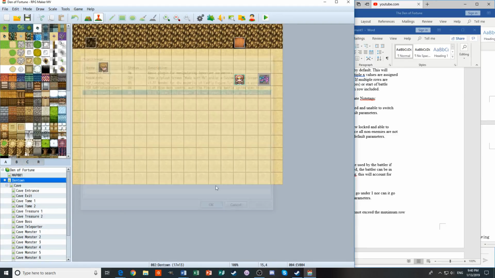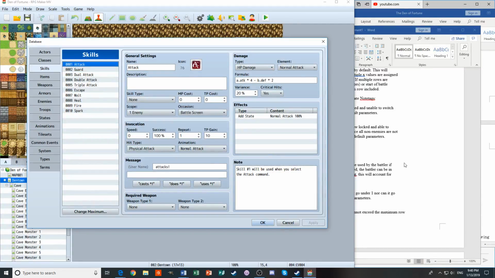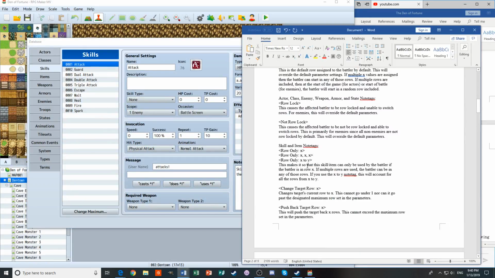Right, so if we decide that we want to have specific status effects for people in the front and the back, these are now assigned in our system to do that. So if we wanted a taunt that was separate from a front row, for example, we could do something like that. All right, now skills. Guard. Make it so the skill item can only be used if the battler is in the row. If multiple rows are used, the battler can be in any of these rows. X to Y. Okay.